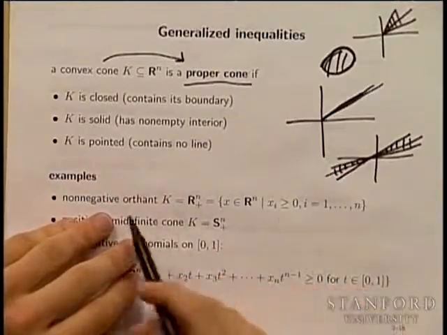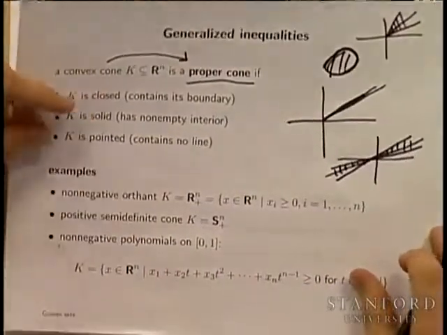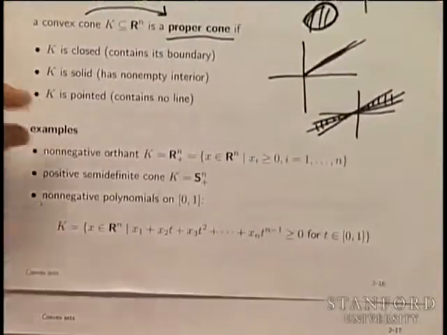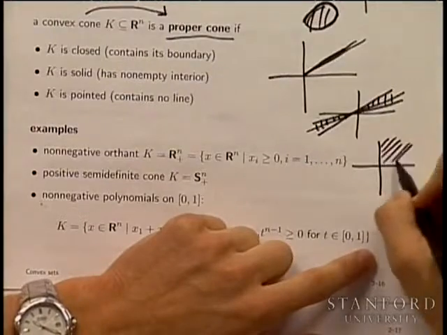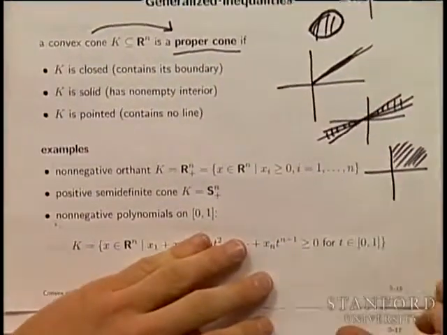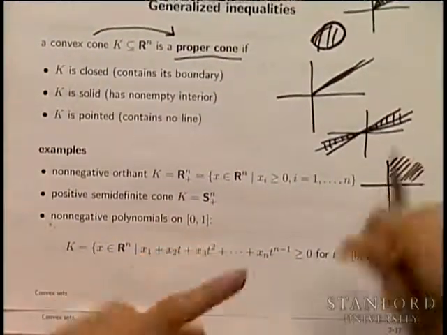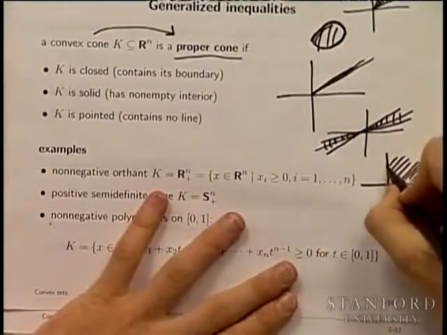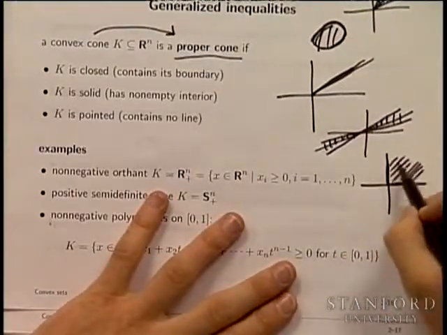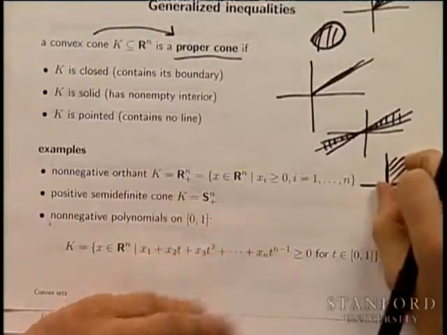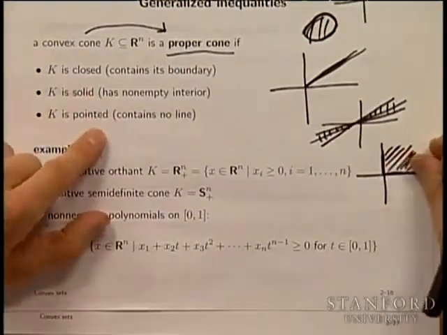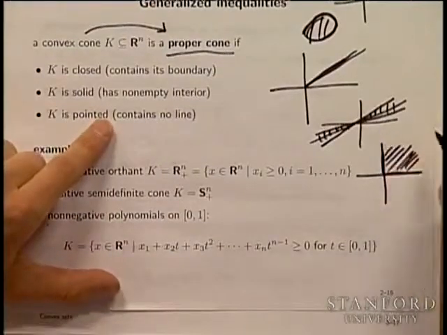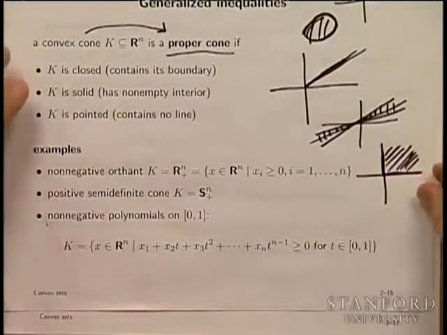Okay, so here are some examples of proper cones. First of all, the one you're most familiar with is the non-negative orthant. If I have R2, for example, the non-negative orthant is this portion of R2. That's a proper cone. It's convex, it's closed because it includes these boundaries, and it's solid because there's certainly plenty of stuff in the interior. It's pointed because it contains no line, and so it's a proper cone.